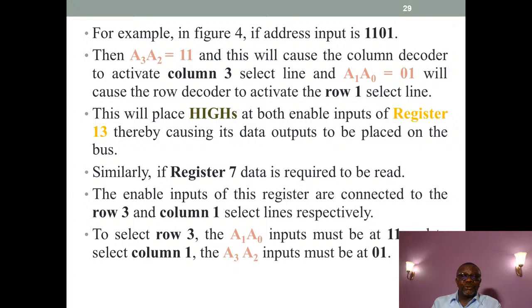Similarly, if we want to read data stored in register 7, we will look at that diagram and we will see that it is row 3 that will be activated and column 1 that will be activated for register 7 to be active. So what will we place as input A1, A0 to activate row 3? From the truth table we have there, we must place a 1, 1, which is equivalent to 3 in decimal, to activate row 3. And in the column, which is A3, A2, we must place a 0, 1. 0, 1 is the same thing as 1, and that will activate column 1.